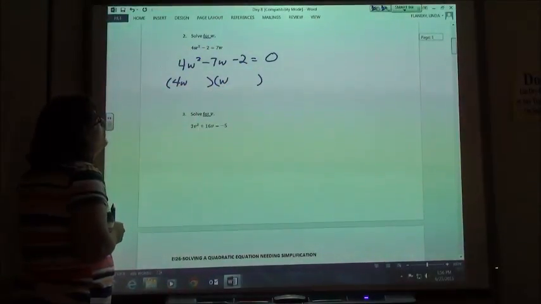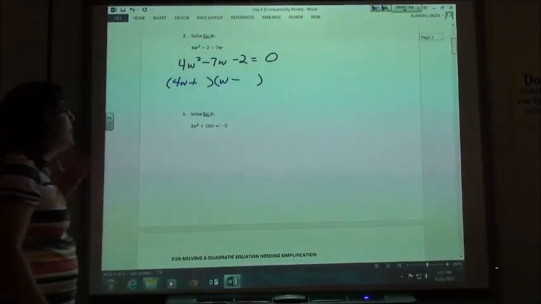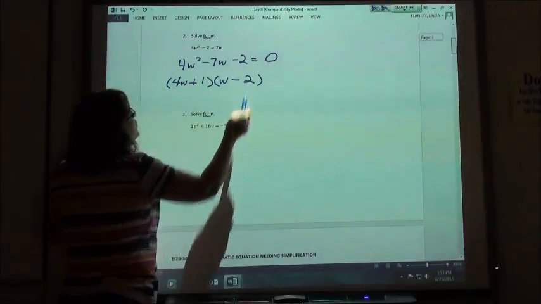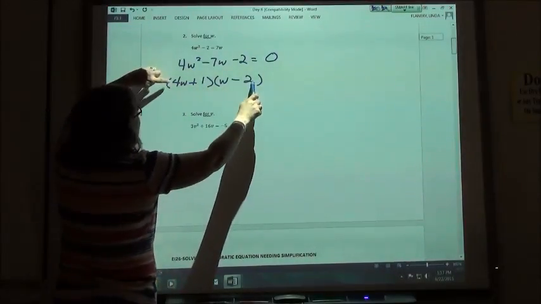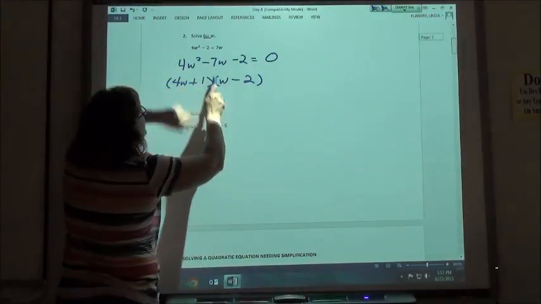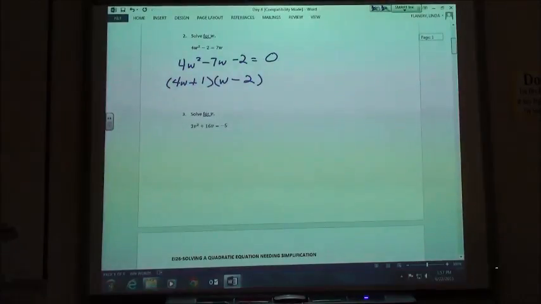My signs, one is a plus and one's a minus. Might be another order, but I'm just guessing and checking. Factors of 2, 1 times 2. Checking, my outside plus my inside, negative 8w plus 1w, sure enough, is negative 7w. So I have it factored correctly.